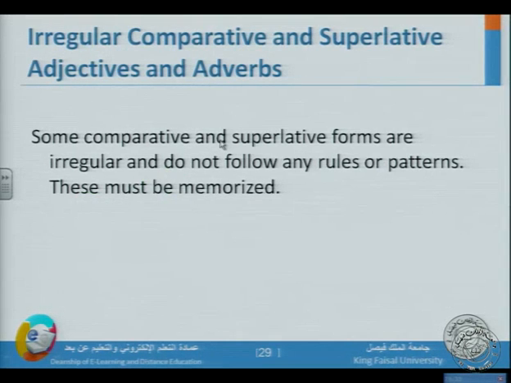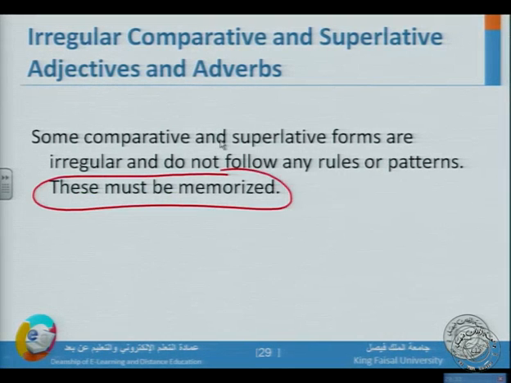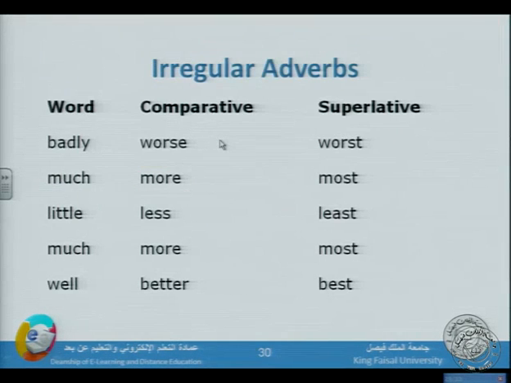Irregular comparative and superlative adjective and adverbs. We have مثل ما حكينا irregular comparative and superlative. هذول must be memorized لأنهم محدودين لازم تحفظوهم. أوكي؟ بنعدوا على الأصابع يعني. هذه الكلمات بنسميها irregular adverbs. Badly إذا بنعملها comparative نحكي worse, worst; much, more, most; little, less, least; well, better, best. أوكي؟ فهذه كلها بنسميها irregular adverbs.